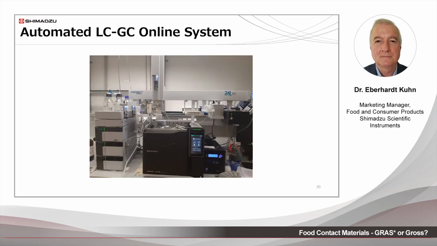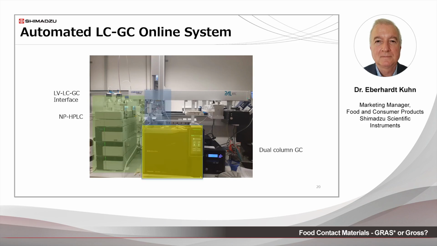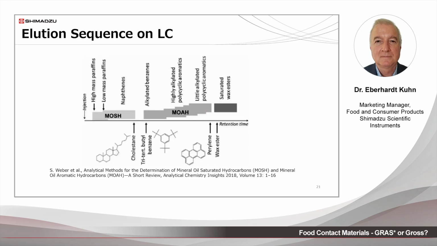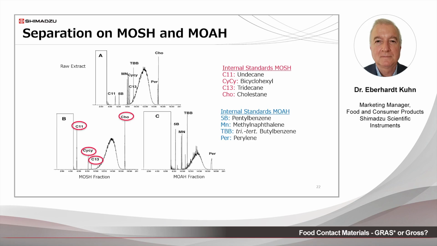The Shimadzu automated LC-GC online system consists of a normal phase HPLC that is connected via an interface to a dual column GC system, and allows for some additional sample preparation through some additional instrumentation. On the HPLC, we first separate the MOSH and the MOAH fraction, so the saturated hydrocarbons from the aromatic hydrocarbons, which then get transferred onto the GC, where we further get separation into the individual components.